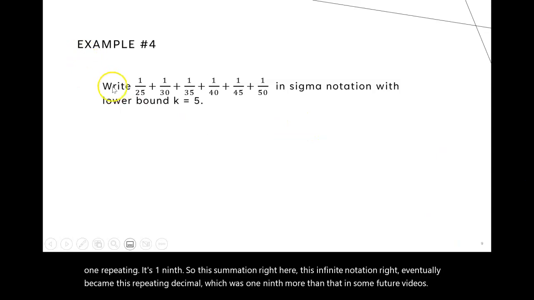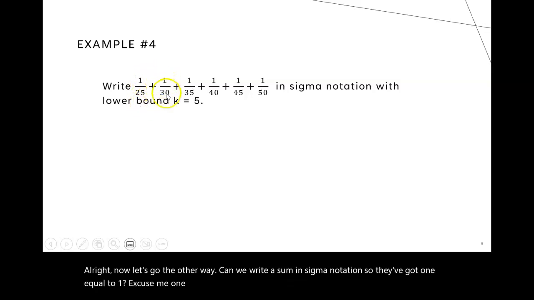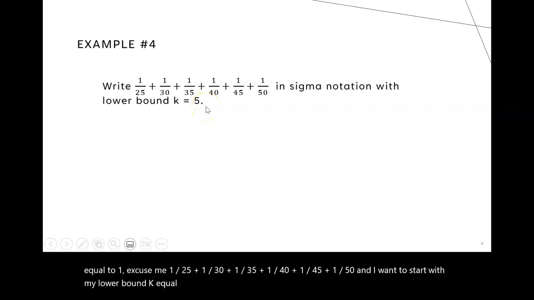All right, now let's go the other way. Can we write a sum in sigma notation? So I've got 1 over 25 plus 1 over 30 plus 1 over 35 plus 1 over 40 plus 1 over 45 plus 1 over 50. And I want to start with my lower bound k equal to 5.